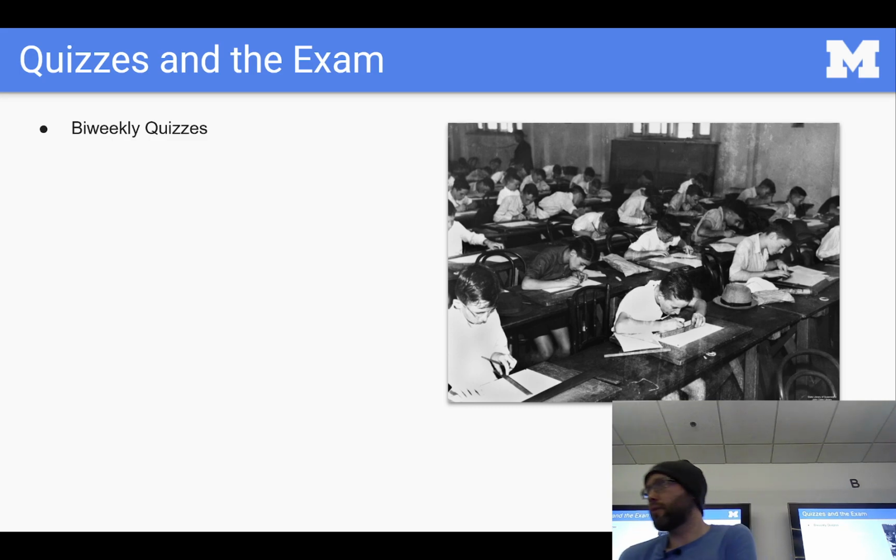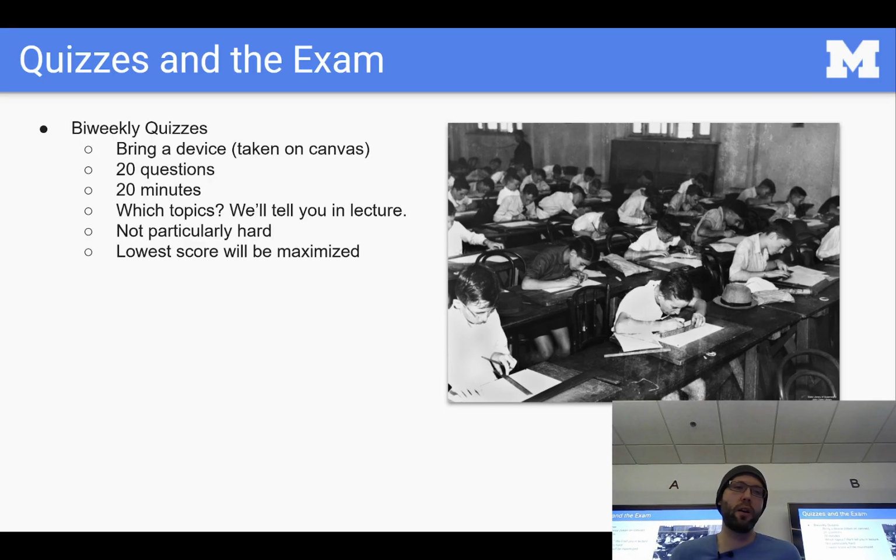And so we have one. Upper-level CS courses must have an exam, and so we have one. Bi-weekly quizzes, bring a device. You take this on Canvas. 20 questions, 20 minutes. We tell you the lectures a bit ahead of time. Not usually all that hard, not super easy or anything, but not excruciating.